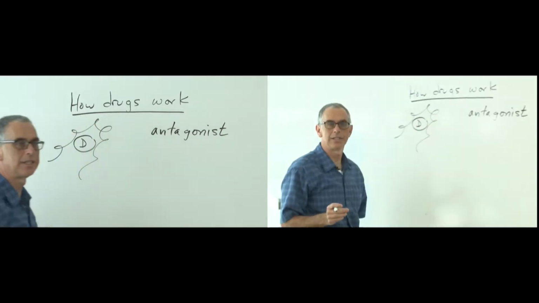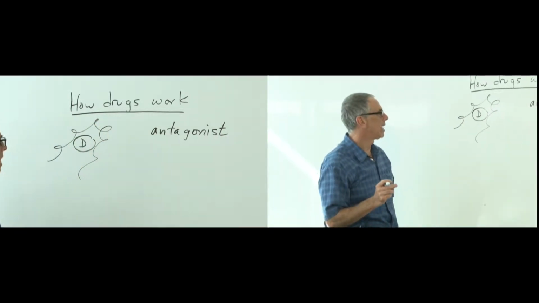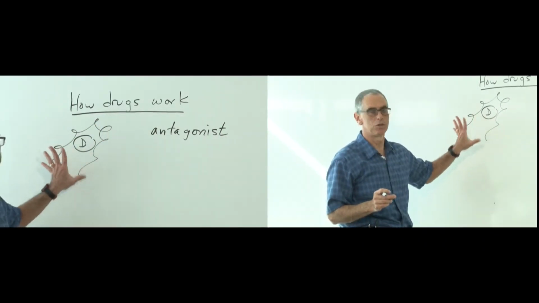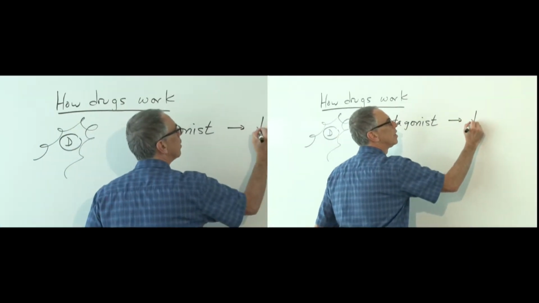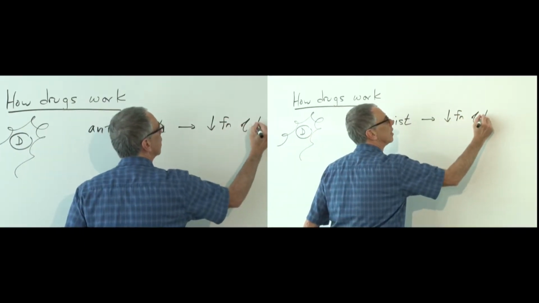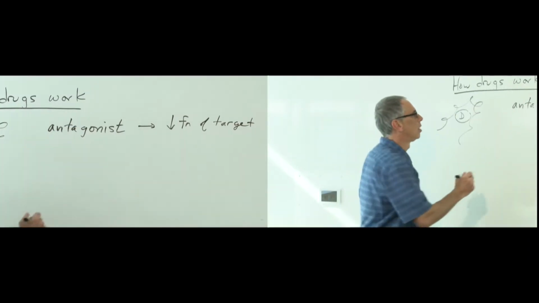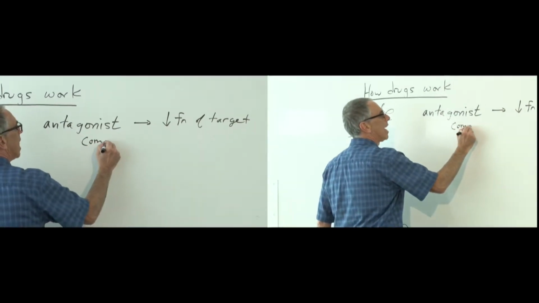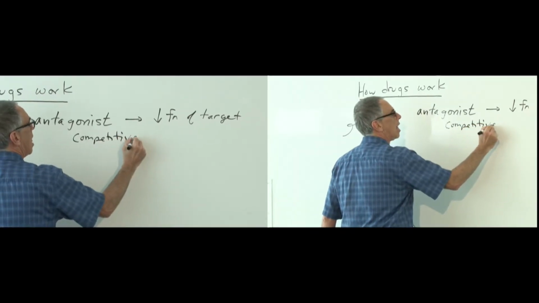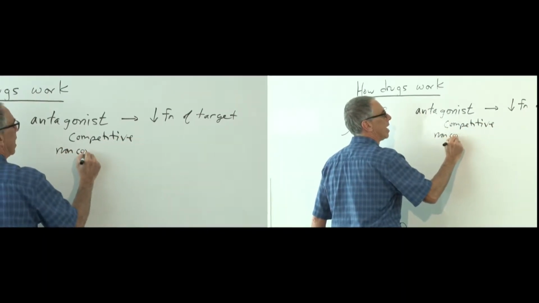And an antagonist means it stops the protein from doing its normal function. So it decreases the function of the target. There are two kinds of antagonists. There are competitive antagonists and non-competitive antagonists.